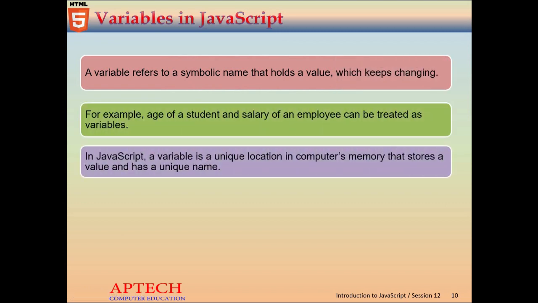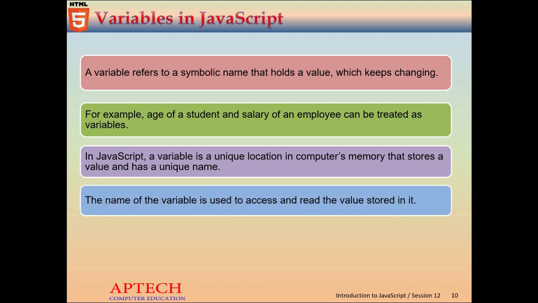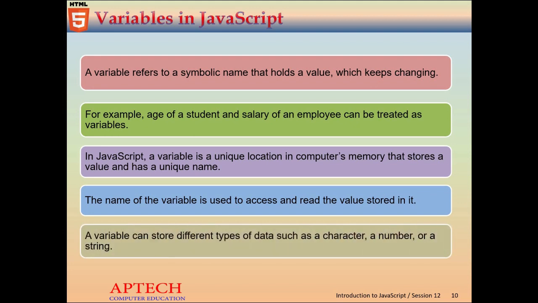Now, declaring a variable. A variable refers to a symbolic name that holds a value and keeps on changing. A variable is a value in a memory location that keeps on changing. For example, the name of the student, the age of the student, salary of an employee. In JavaScript, a variable is a unique location in the computer memory that stores a value and has a unique name. The name of the variable is used to access and read the value stored in it. A variable can store multiple types of data, such as a character, a number, a string, or a Boolean value.